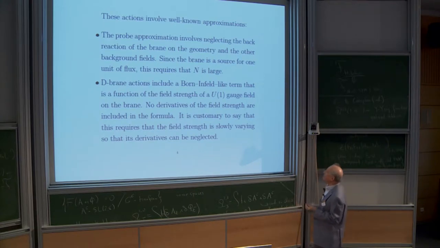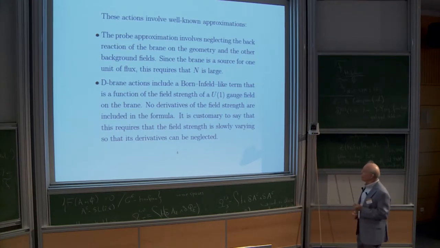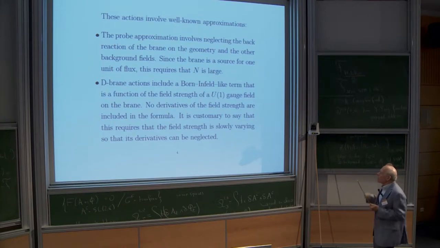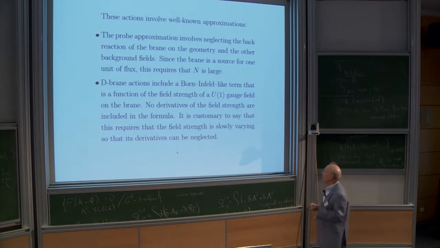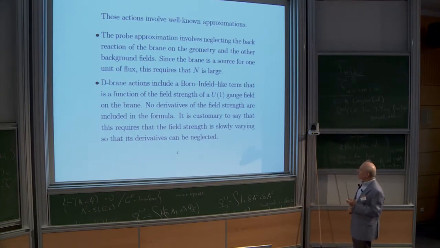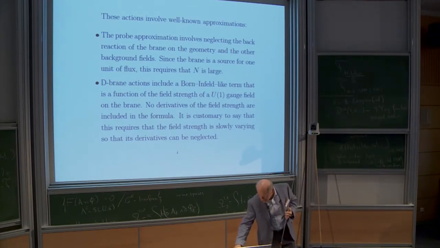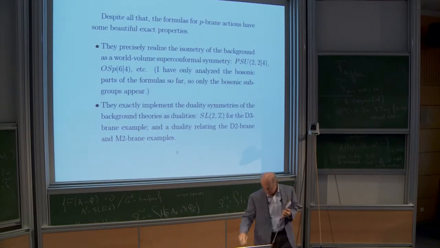Also, these D-brane actions are going to involve Born-Infeld-like terms. That's a function of a U(1) gauge field strength. And the formula in Born-Infeld theory has no derivatives of the field strength, just the field strength itself. So it's customary to say that this requires assuming that the field strength is slowly varying so that its derivatives can be neglected. So these are the well-known approximations associated with probe brane theories.